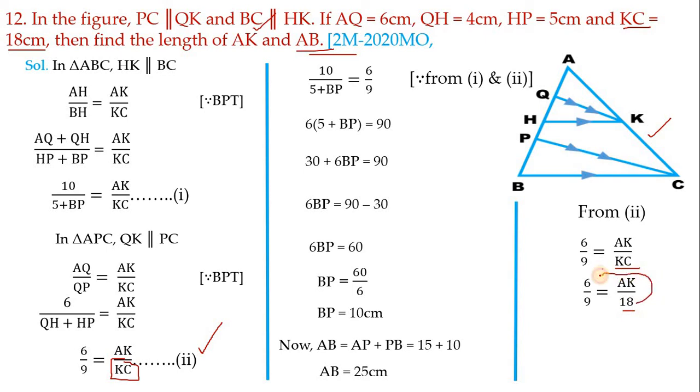Otherwise the 18 you transfer this side, it becomes multiplication. It goes to the numerator as multiplication. AK equals 6 into 18 by 9. Let me simplify. 9 ones and 9 twos. So 6 twos are 12. Therefore AK equals 12 centimeters. So this is a little long problem for 2 marks. So you have to practice this.